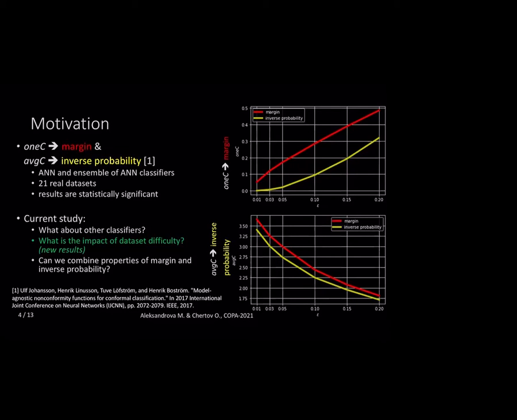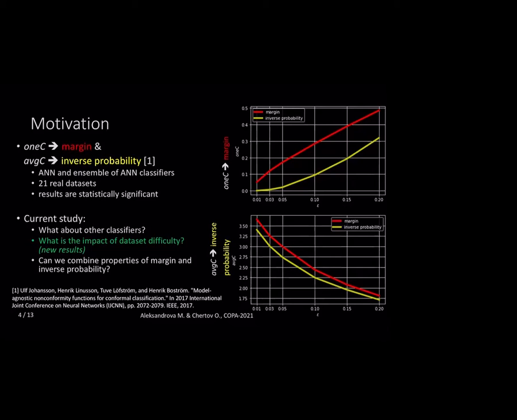This study was done using various artificial neural network-based classifiers with 21 real data sets from the UCI machine learning repository. And it was shown that the results are statistically significant. The aim of this study is to further develop these results.